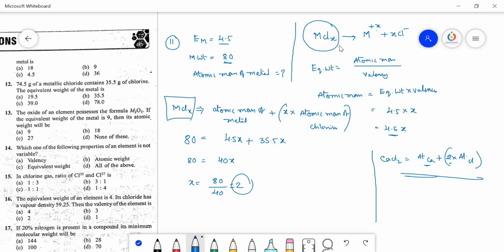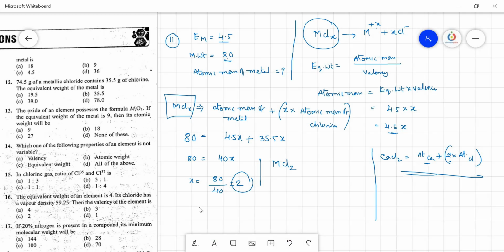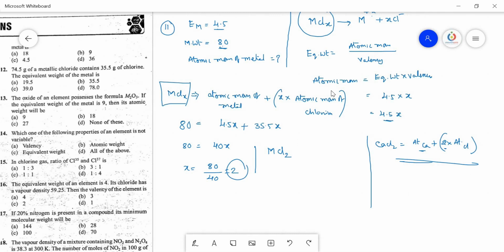So 2 means here the valency is 2. So molecular formula of the metallic chloride is MCl2. So valency we came to know now, 2. So what is the use of the valency? Because atomic mass equals equivalent weight into valency. Valency we didn't know. That x value we have calculated here. So now I am doing here atomic mass of the metal.